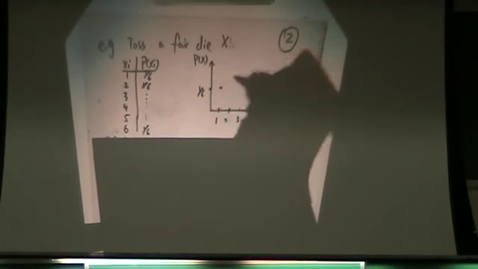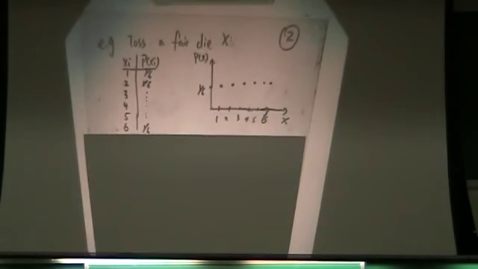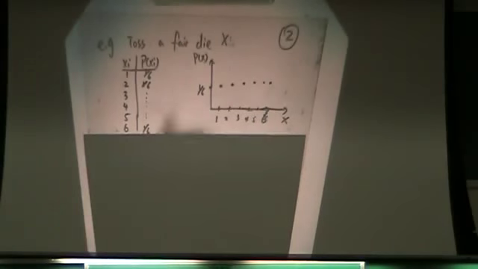We got one point here. And for 2, the probability of it is also 1/6. And we could get 6 dots in this graph. So that's why it's discrete. It's not really continuous.